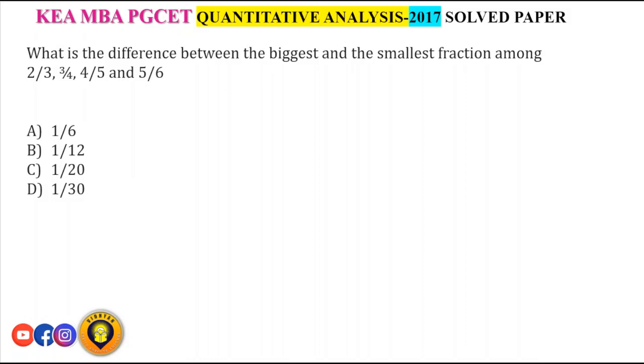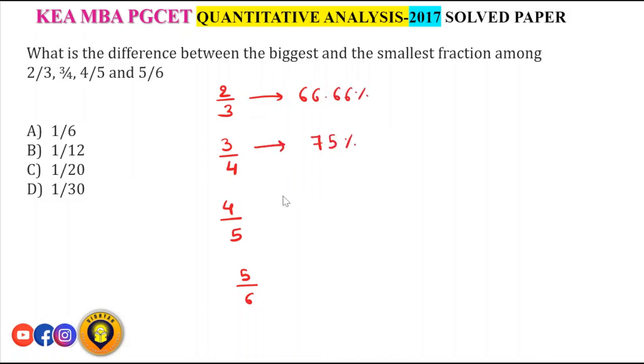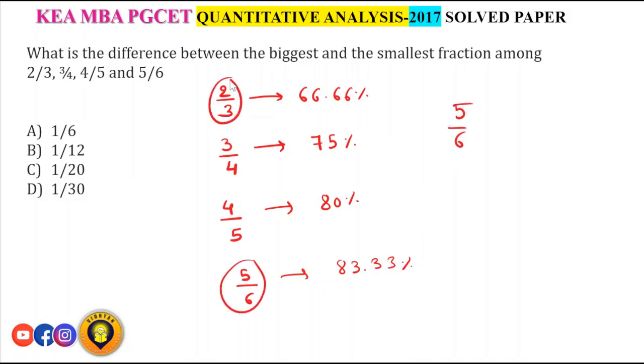What is the difference between the biggest and the smallest fraction among 2 by 3, 3 by 4, 4 by 5, 5 by 6? If you convert these fractions into percentages, 2 by 3 is 66.66 percent, 3 by 4 is 75 percent, 4 by 5 is 80 percent, 5 by 6 is 83.33 percent. Now which is the biggest fraction here? The biggest fraction is 5 by 6. The smallest one is 2 by 3.